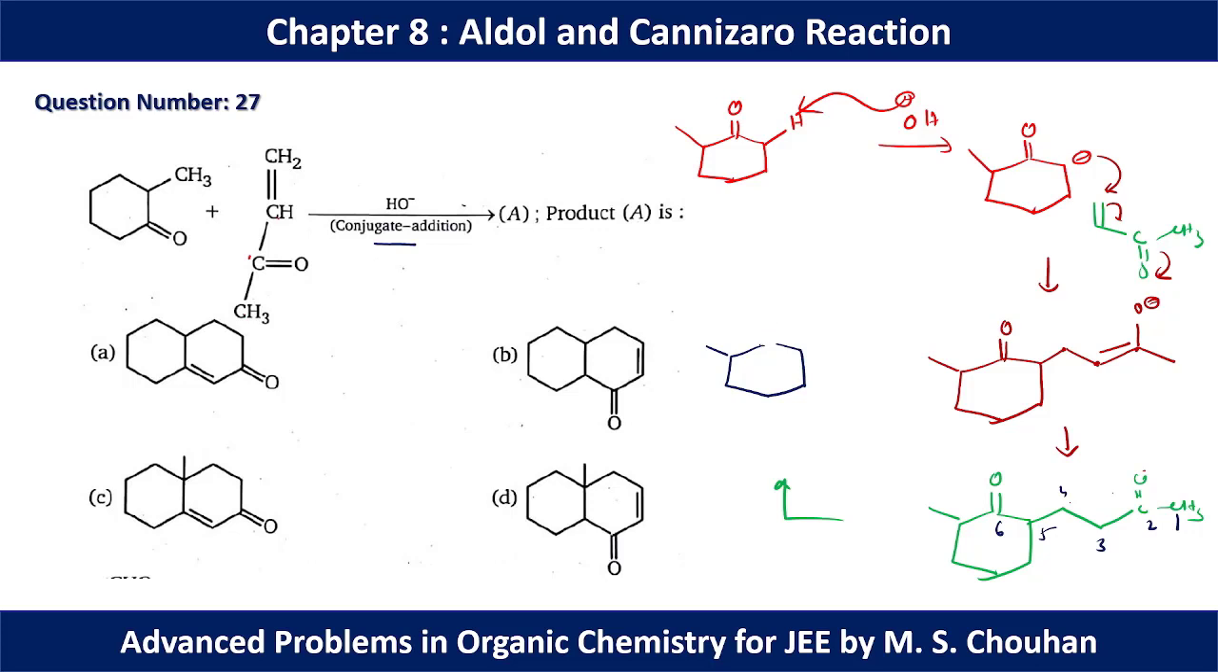We have a 6 member ring here, double bond, and this. Okay, but unfortunately A, B, C, D is not identical with this molecule, but this should be the final answer.